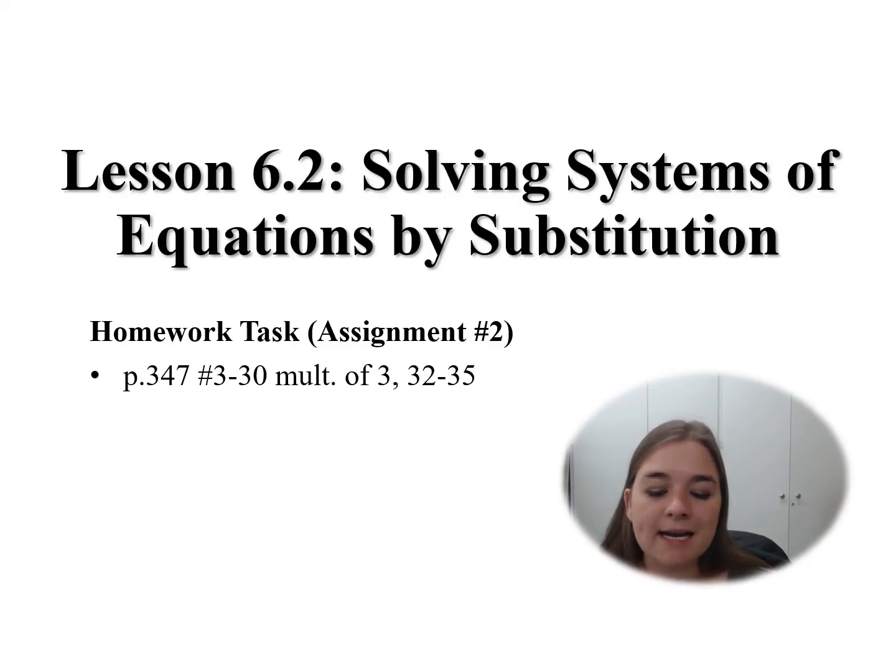Your homework tonight is out of the textbook. Please make sure you have notes in your notebook and then turn to the next page to work on this homework task. You're doing page 347, numbers 3 through 30, the multiples of 3, and then 32 through 35. These are the multiple choice, or some of them are multiple choice, the kind of questions that you'll see coming up on standardized tests. Good luck. Send me messages if you have questions.